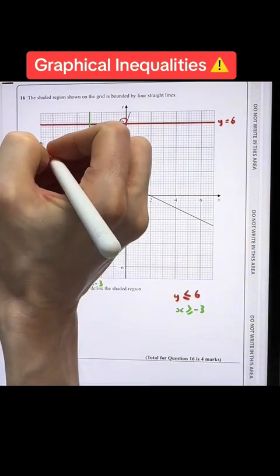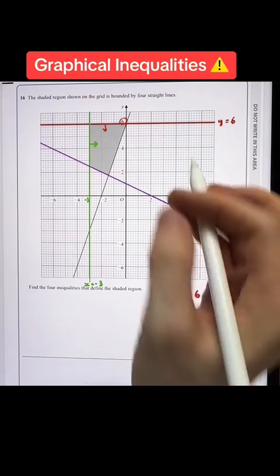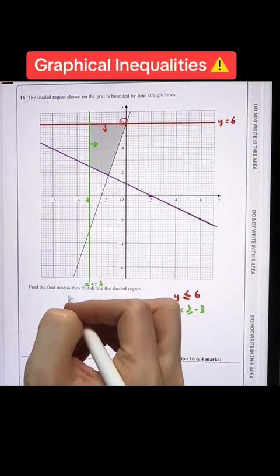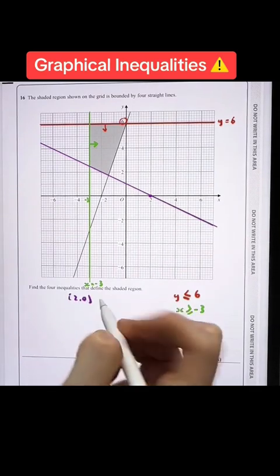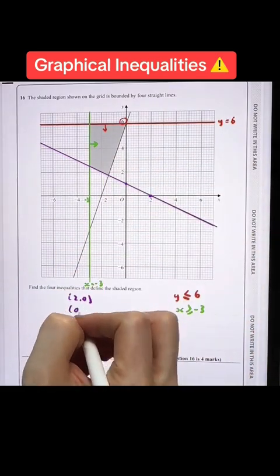Looking at the line that slopes down, to find the equation of a line, all you need is two points that satisfy that line. Here I'm going to pick the point (2, 0) as one point that lies on that line. And I'm also going to pick the point (0, 1) as another point that lies on that line.